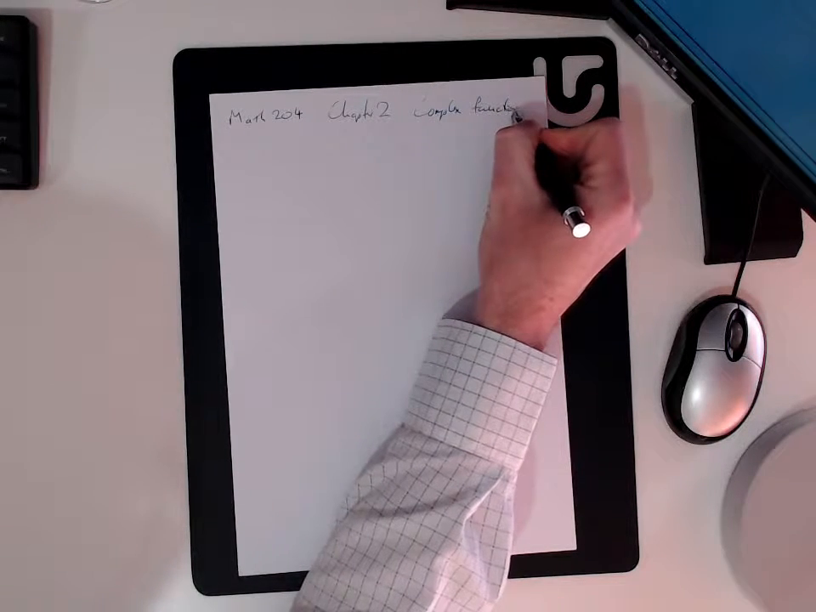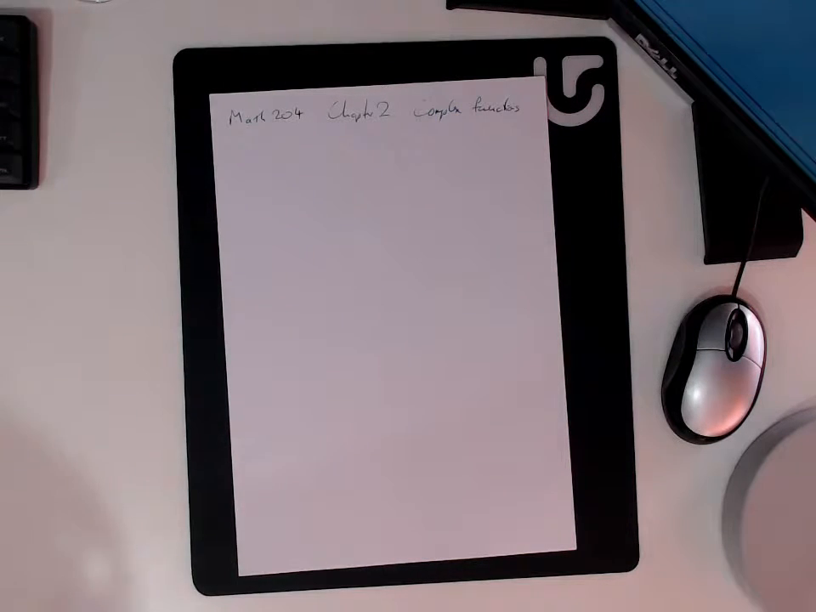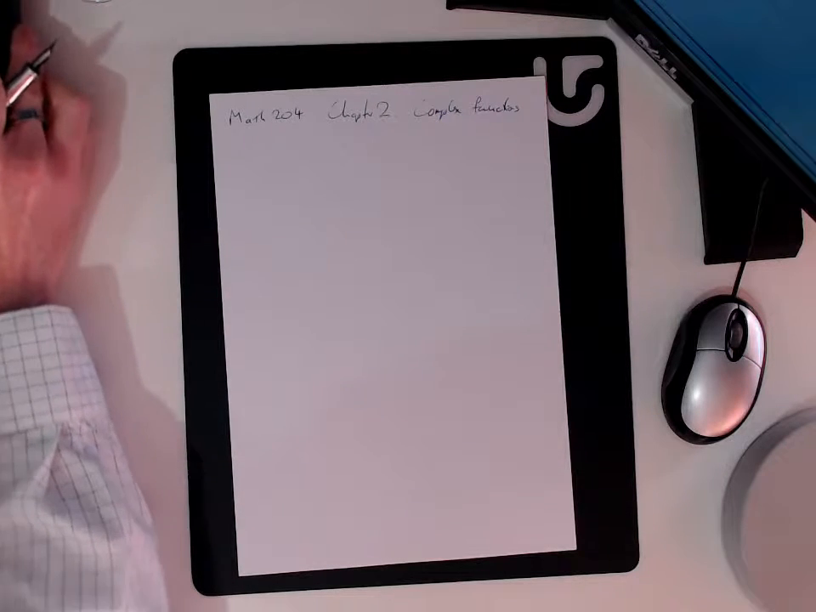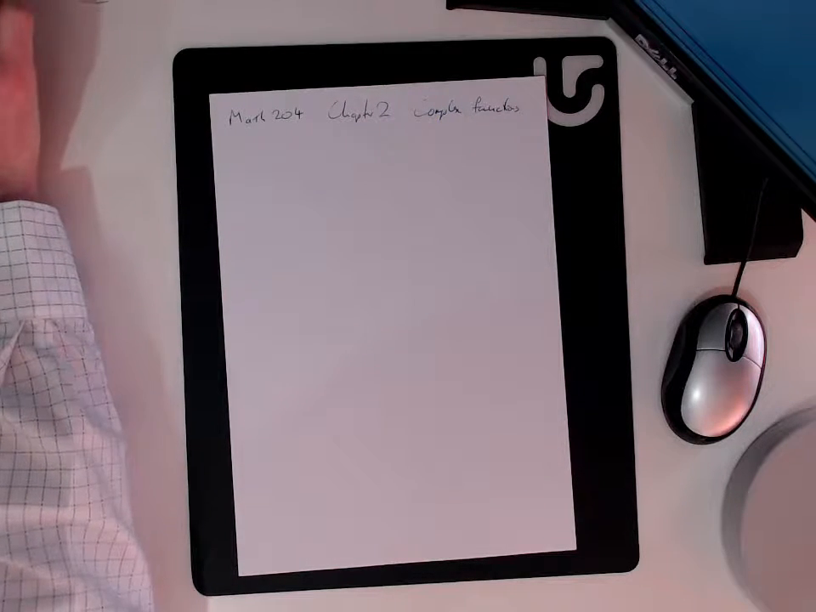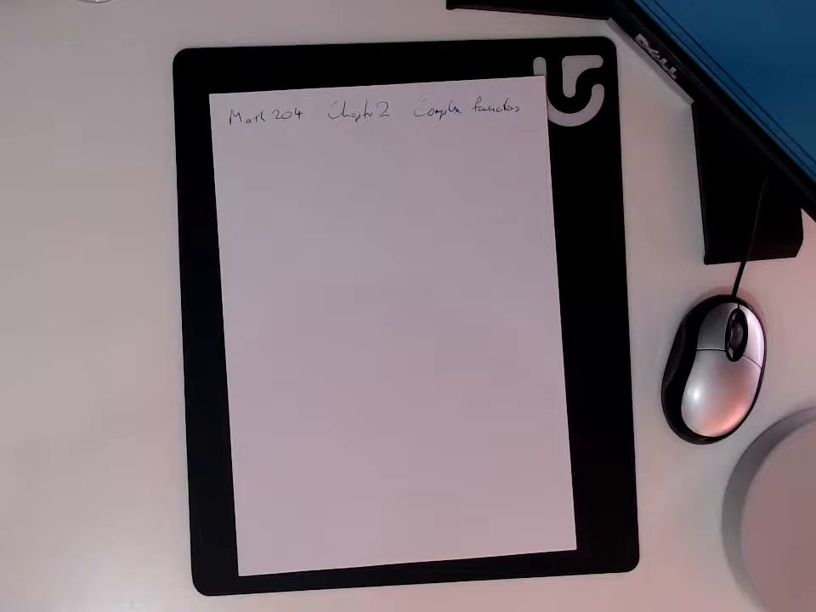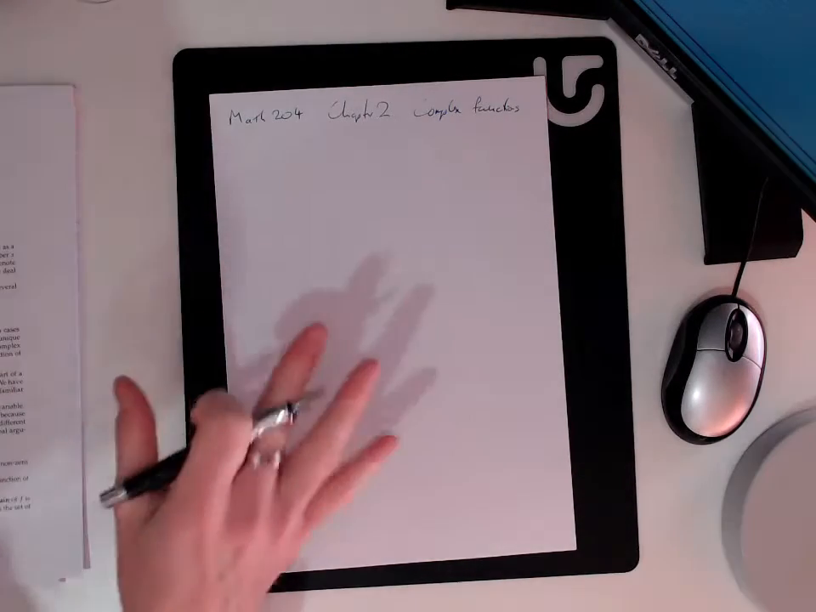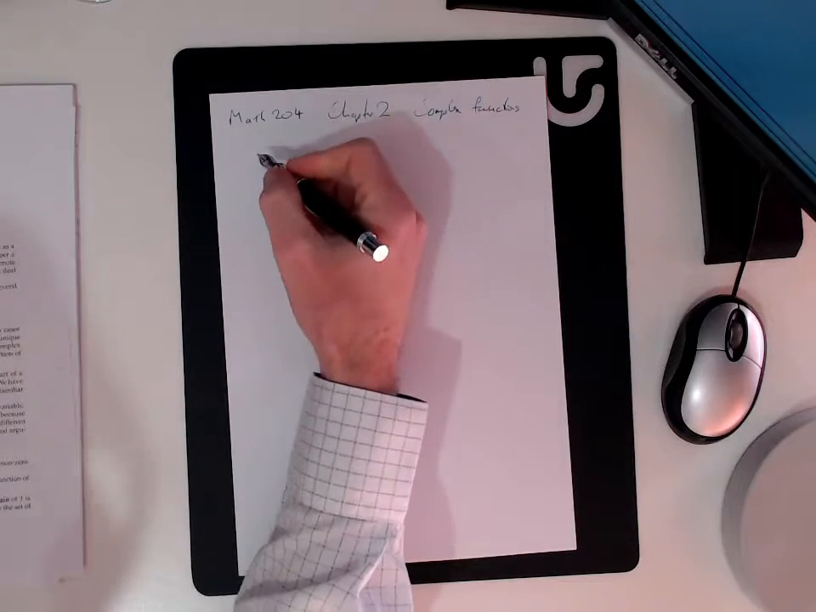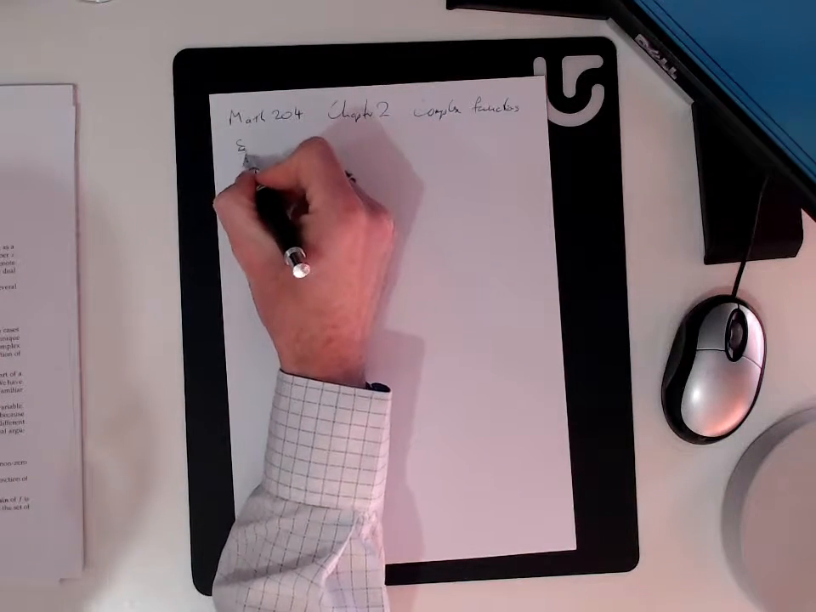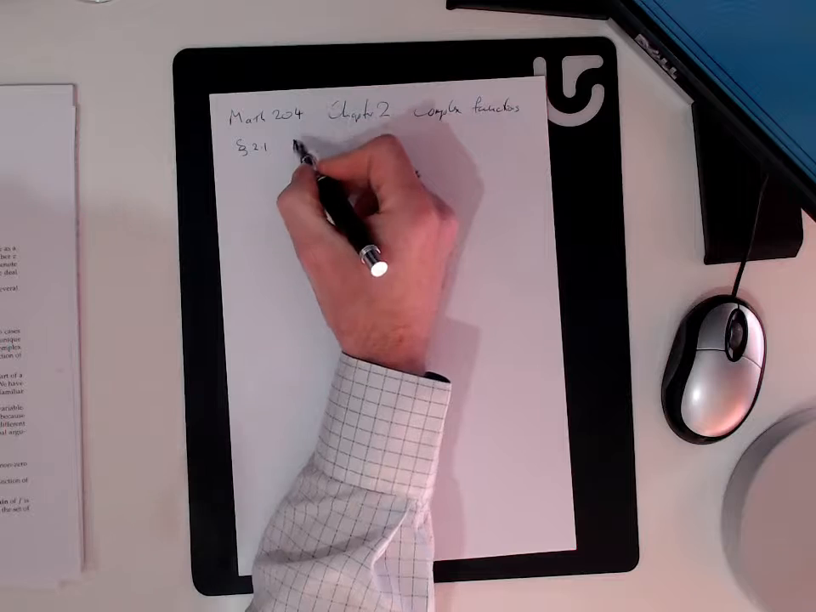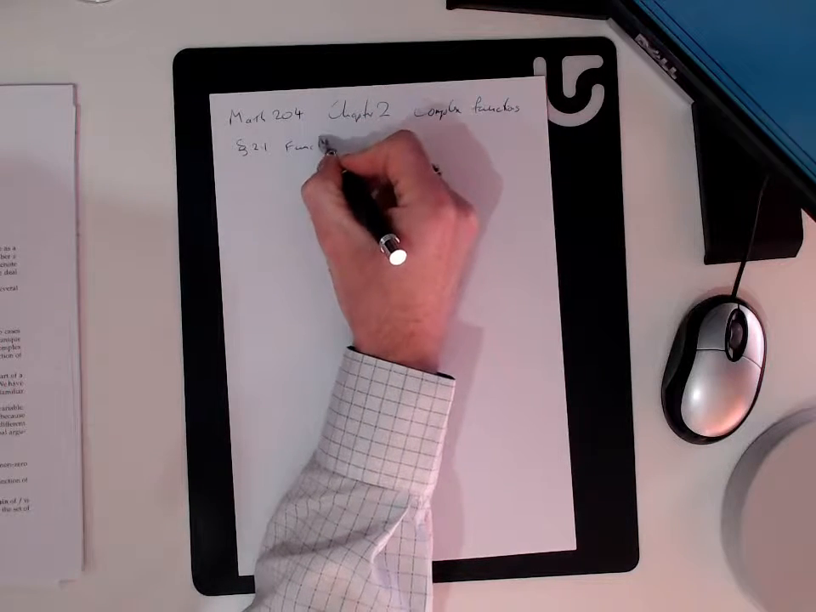So in the last sections we learned about complex numbers themselves and all the various algebraic properties, and we learned a little bit about some more analytic stuff with open sets. But for this chapter we get into it much more. So section 2.1, functions of a complex variable.